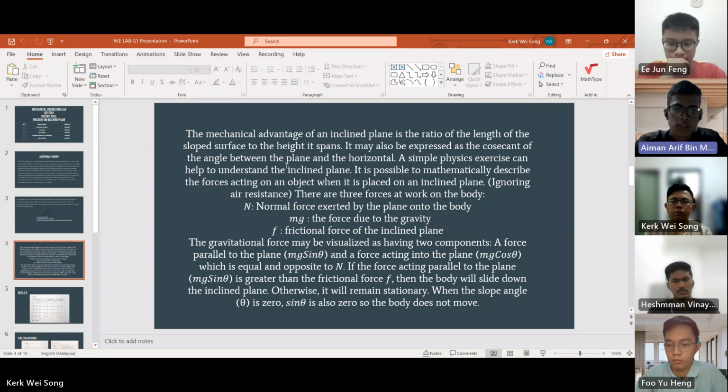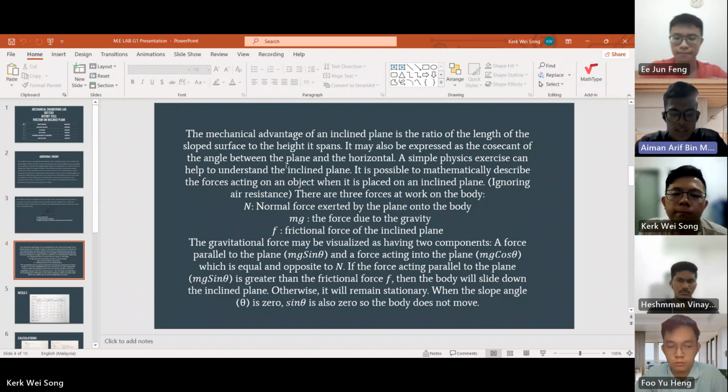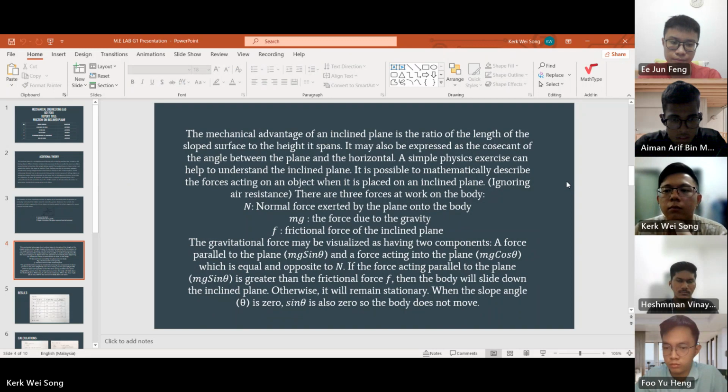So there are three forces at work on the body. The first one is the normal force N exerted by the plane onto the body, and mg, the force due to gravity, and F, the frictional force of the inclined plane. So the gravitational force may be visualized as having two components. The first one is a force parallel to the plane, mg sin theta, and a force acting into the plane, mg cos theta, which is equal and opposite to N, the normal force.